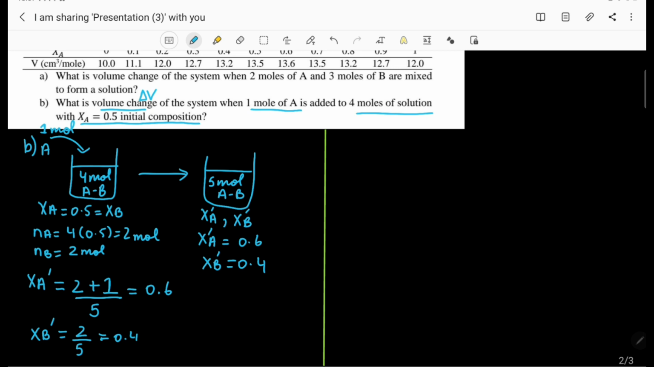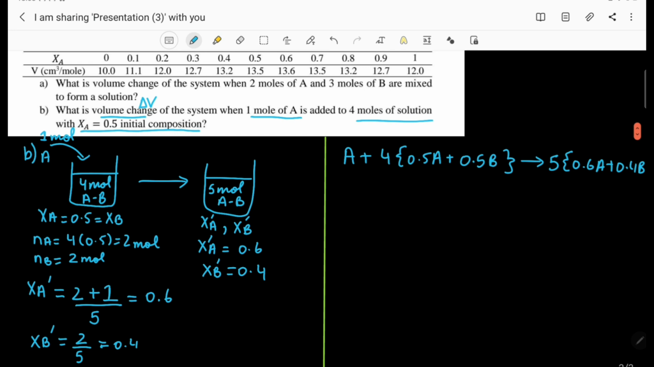All right, now let's write down our equation, which is going to be A plus 4 moles of the solution, 0.5A plus 0.5B, and this is going to give us 5 moles of solution, in which we have 0.6A plus 0.4B. Right. So to find out delta V of this solution, we're going to use an alternate path. We cannot find it directly. So we're going to go from here to 2A plus 2B plus A, and this is going to go over here. Just like how we do it in Hess law, we're going to use an alternate path over here.